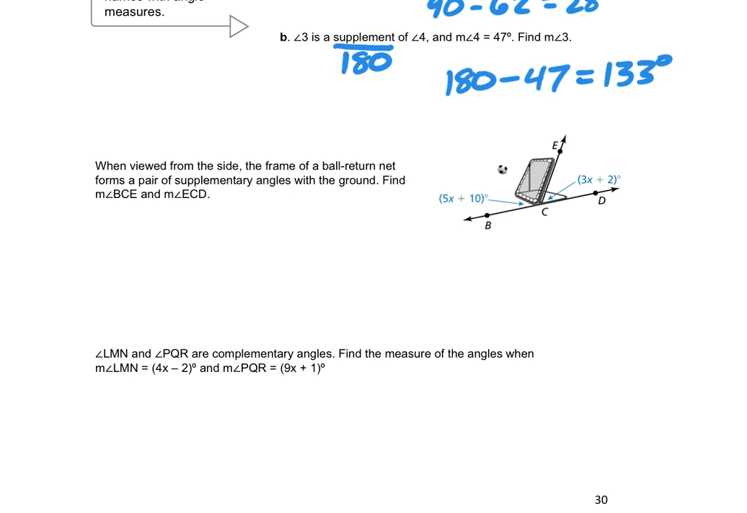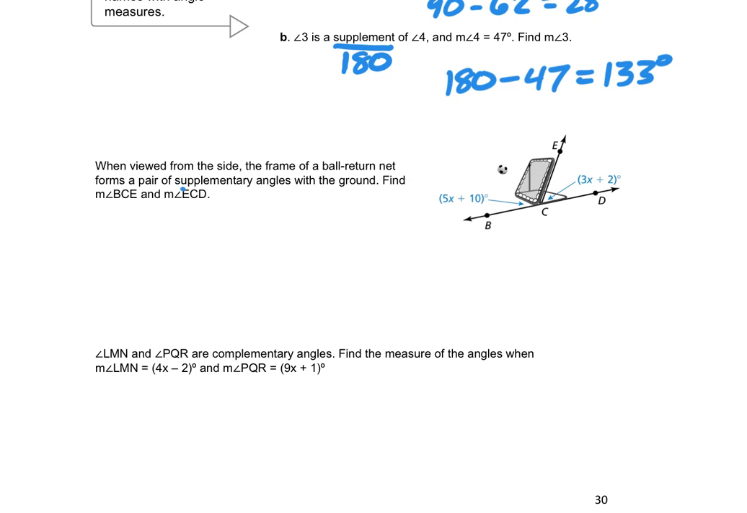Okay, we've got this ball return. One of those where you kick the soccer ball into it and it shoots it right back at you. And it kind of leans back and it forms an angle with the ground. Well, on one side, it forms an angle over here. On the other side, it forms kind of an obtuse angle. So we got an obtuse angle, we got an acute angle on the other side. Together, those two form what? 180 degrees, right? They are supplementary.